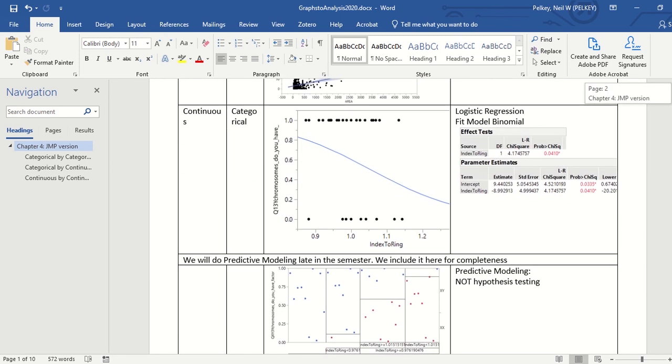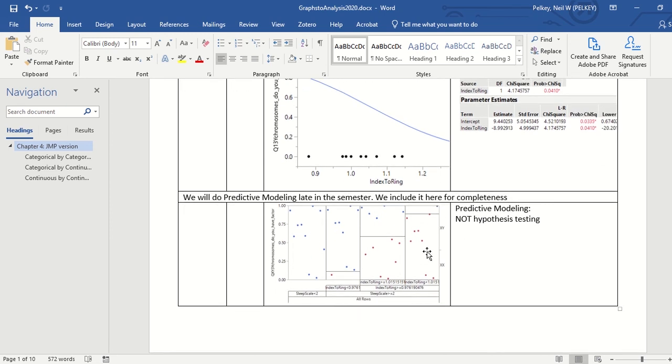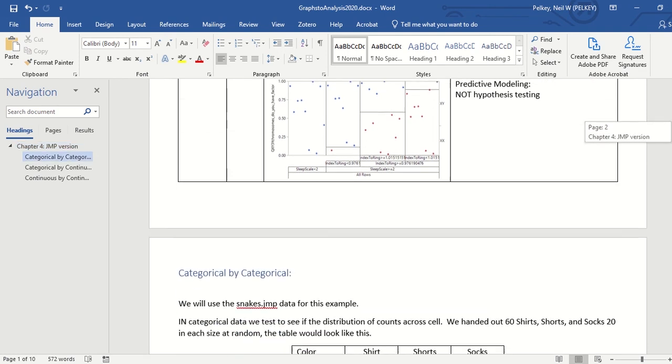And then there are a few more. When we have continuous by categorical, it can go the other way. If the categorical is binary, or two categories, then we use logistic regression, and we will do that later in the class. I just wanted to show you there's some of that. We'll also do some predictive modeling or recursive partitioning, where we get graphs like this. But this is predictive modeling, not hypothesis testing. We can generate hypotheses after these, but in the classical model, that's not necessarily what we want to do, and it makes the hypothesis test a little sketchy.